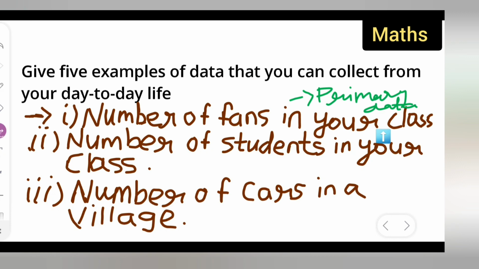Next, what is given to you all? Number of students in your class. Again, it is primary data, because this is data collected by the investigator herself or himself with a definite objective in her or his mind. Number of students in your class you already know. So it is primary data. Write down primary data.